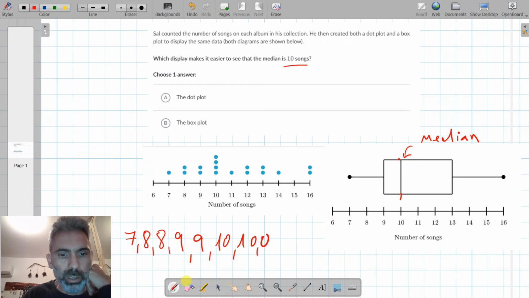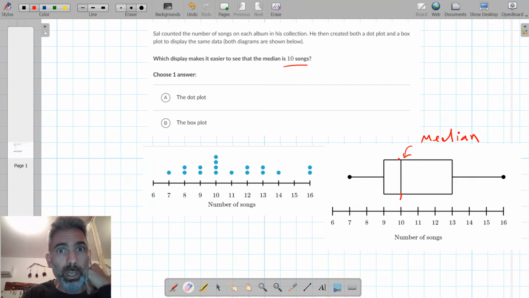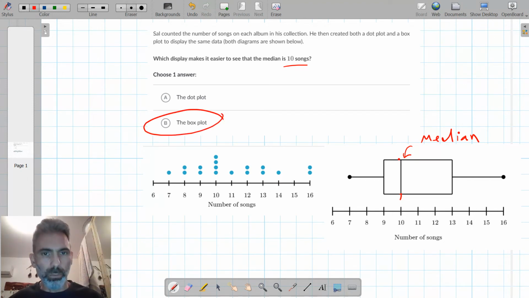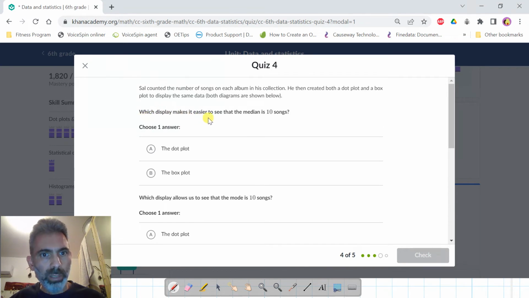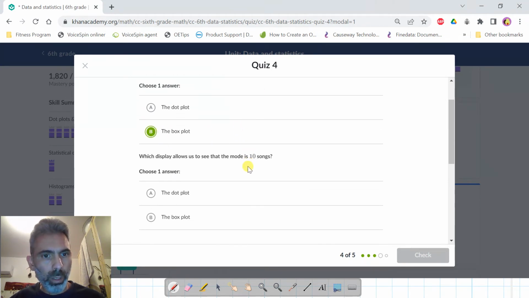So it's possible to know the median in the dot plot as well, but it's much easier to see that the median is 10 in the box plot. So for the first question, which display makes it easier to see that the median is 10 songs? The box plot. Next question, which display allows us to see that the mode is 10 songs?